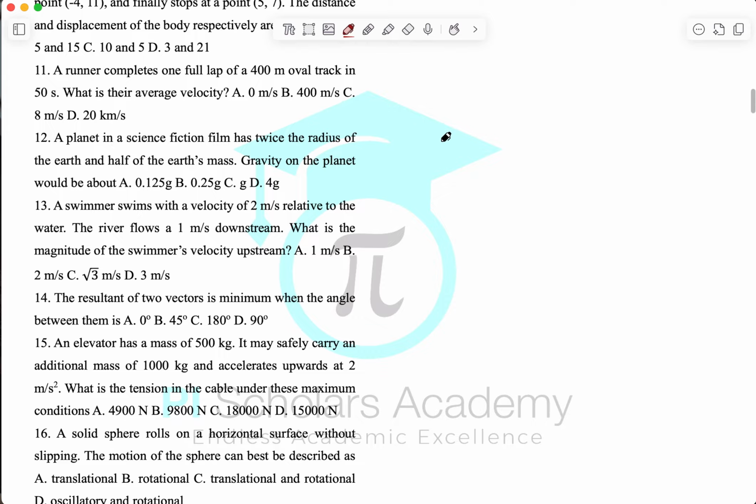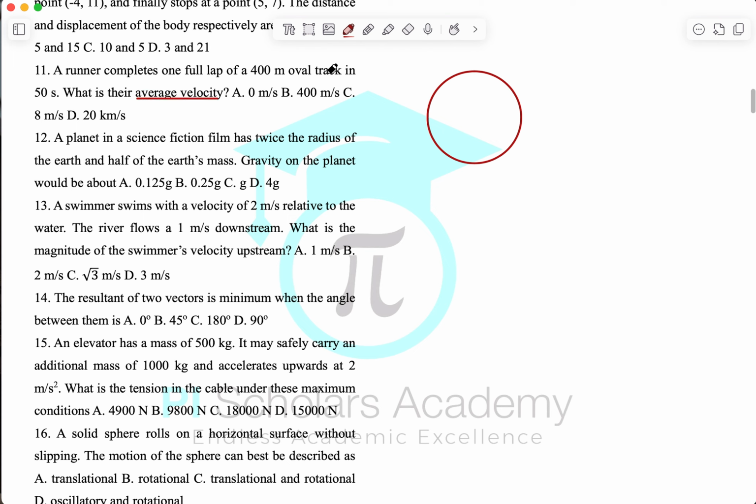Question number 11 says that a runner completes one full lap of a 400-meter oval track in 50 seconds. What is the average velocity of this runner? Let's say this is the oval track, which is 400 meters all round, but the runner completed everything in 50 seconds, and we're asked to find the average velocity.